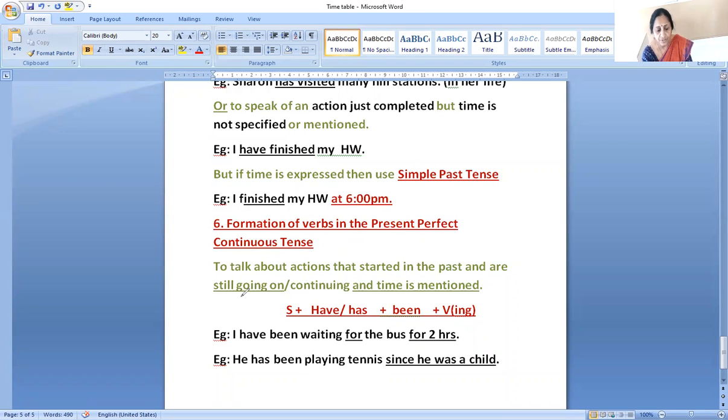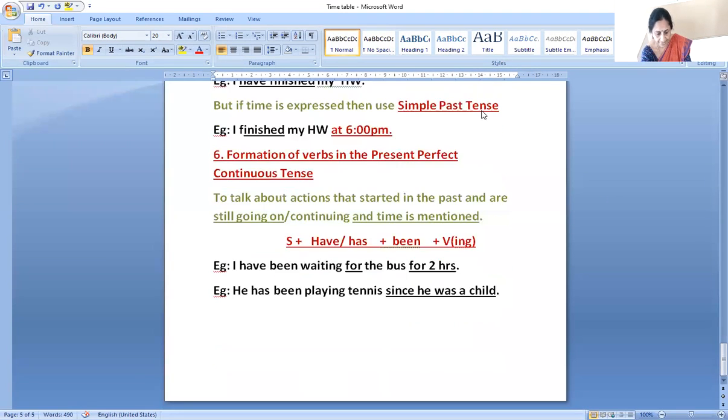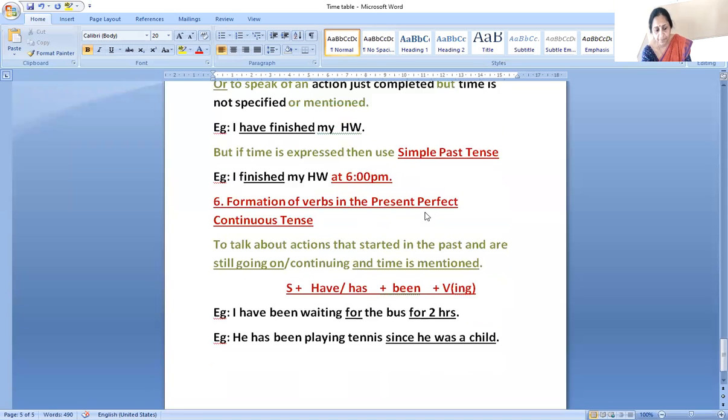So how do you form that? You have to put the subject along with have or has, the present tense of to have, plus been and the ing form of the verb. This is how you will form it. The subject is I, I have; if it is he, he has been, you have to put been after that and the ing form of the verb. I have been waiting for the bus. He has been playing tennis since he was a child. The time is also specified. In such cases, you have to use the present perfect continuous tense.